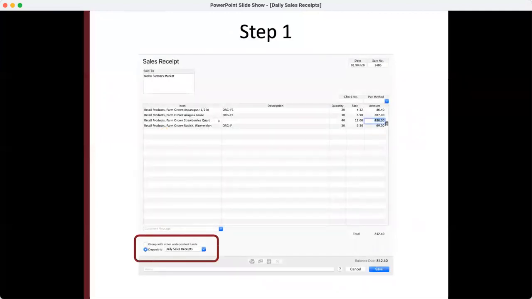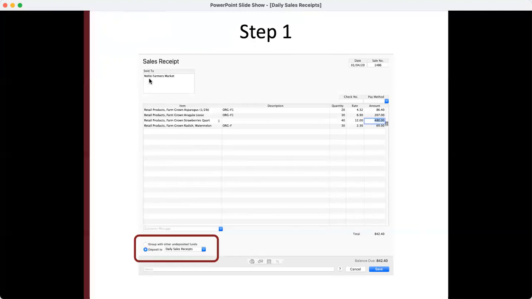So step one, we create the sales receipt, and a sales receipt is going to prompt you to deposit the money somewhere. So, we can say we sold asparagus, we sold arugula, and, having detailed these items, we can then run a report sales by item. So we can see specifically what we sold, and we'll also be able to see what we sold in summary for farm products or retail products or wholesale products. And we can also do sales by customer if we wanted to see the total sales for that particular farmer's market.